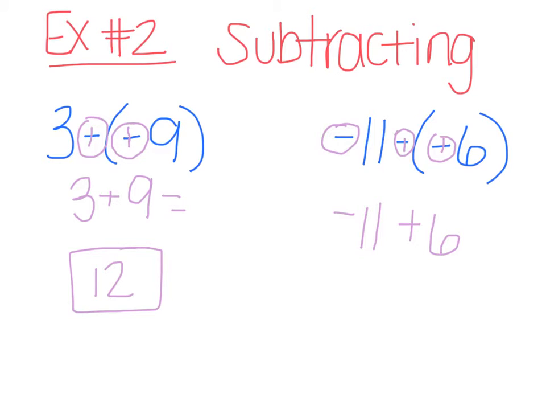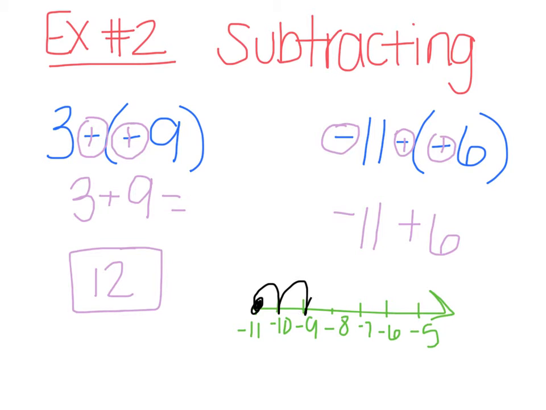This is very similar to what we did when we were adding. So we would start with -11. Remember, when we have a negative number, we're trying to get back to 0 or as close to it as we can. So we start at -11 and we add 6. 1, 2, 3, 4, 5, 6, which gives me -5.